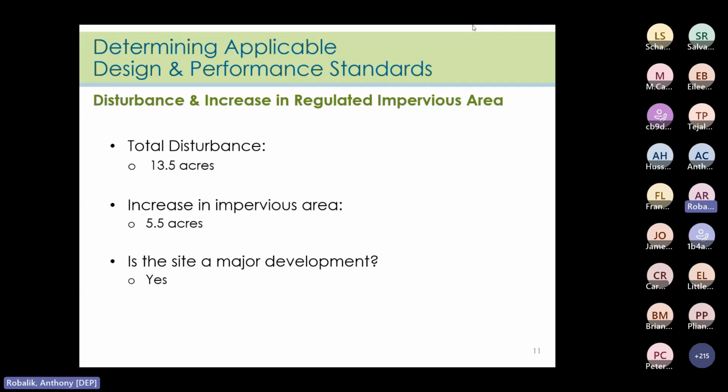So based on the plans, there are 13.5 acres of disturbance. Therefore, by any definition, this is a major development. There's an increase of impervious area by 5.5 acres. So the conclusion is that it's definitely a major development because it exceeds the 1 acre and also creates more than 10,000 square feet of impervious surface.